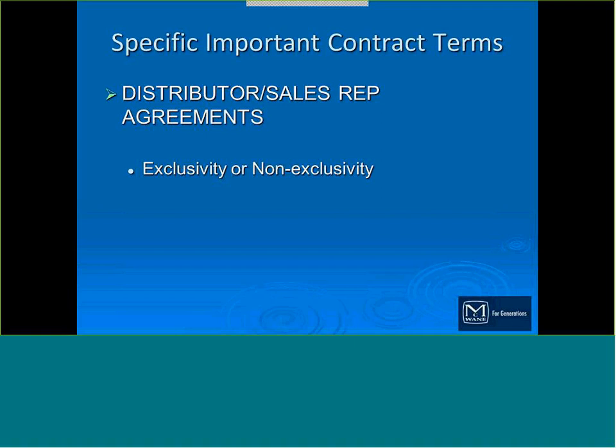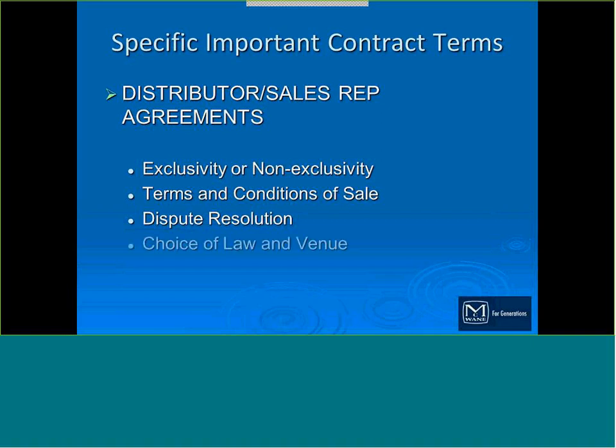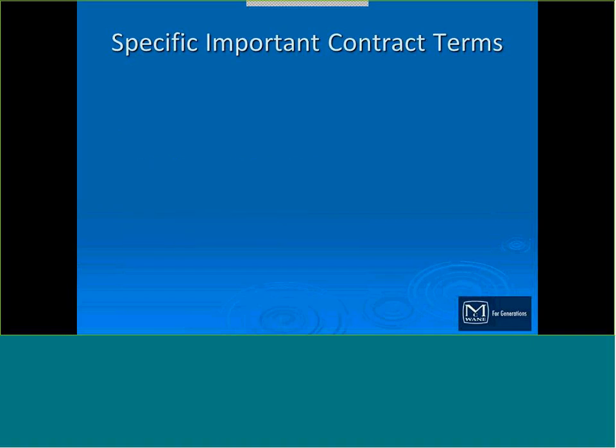Is this an exclusive or a non-exclusive arrangement? What terms and conditions of sale apply? With a distributor, we're going to sell on our own terms and conditions. With a sales rep, we're also going to sell on our own terms and conditions. But the sales rep's not entering into the agreement with us. The distributor is. What dispute resolution is there, especially in international distributorship and sales rep situations? Choice of law and venue are all important in those agreements.